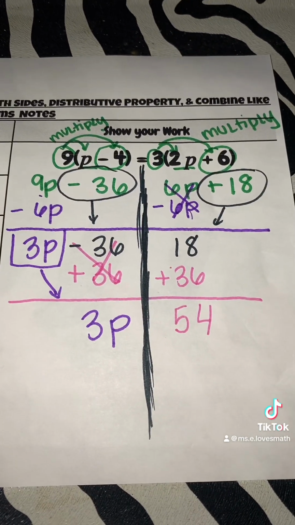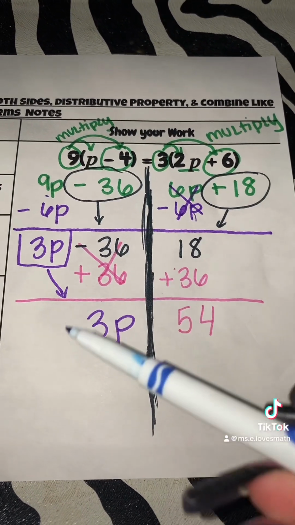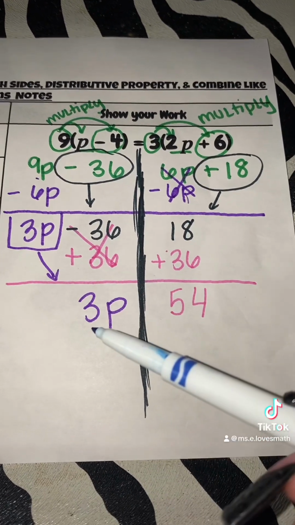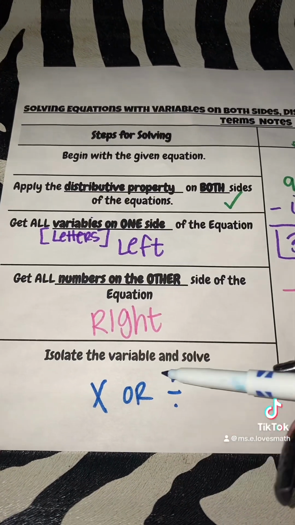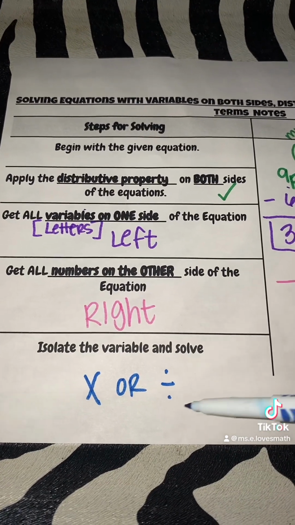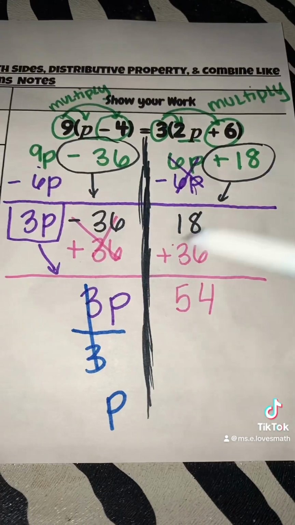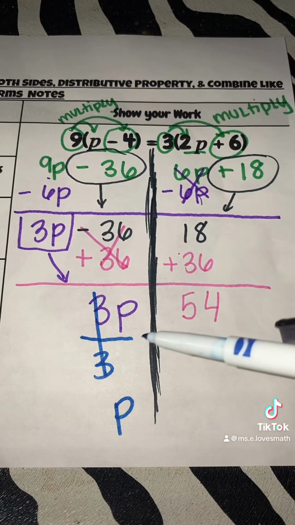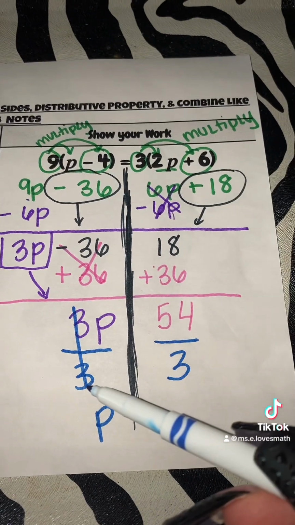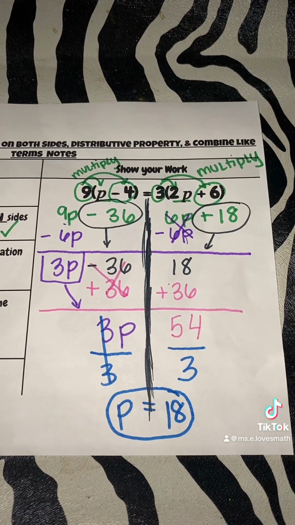Our p is not by itself, but we do have all of our letters to the left and our numbers to the right. Our p is being multiplied by 3. A letter next to a number means multiplication. So our last step is to isolate the variable and solve. To undo multiplication, we are going to need to divide to solve. So, since p is being multiplied by 3, the opposite would be to divide by 3 to get p by itself. Whatever we do to one side, we need to do to the other. That means p equals 18.